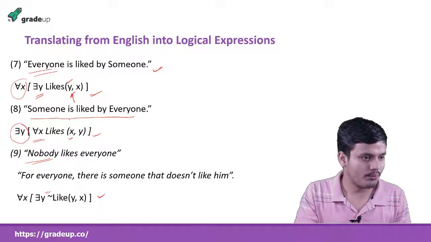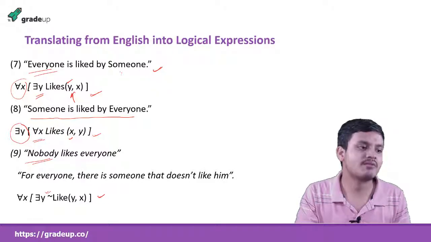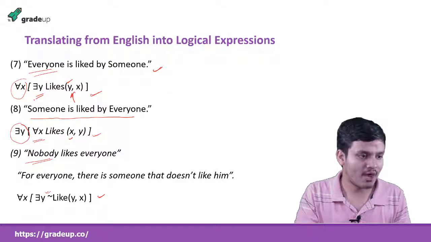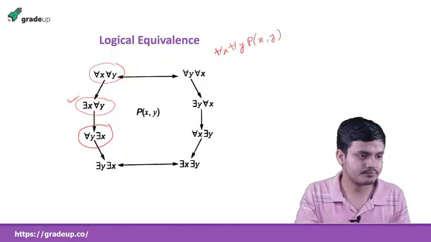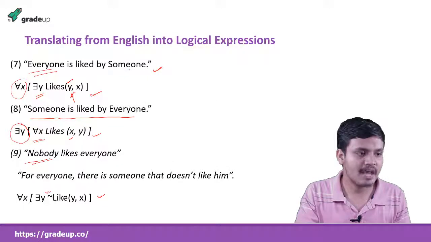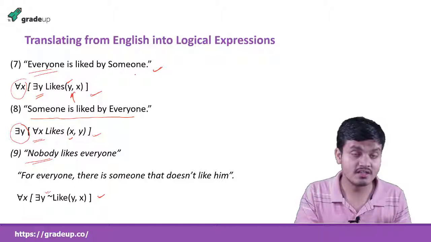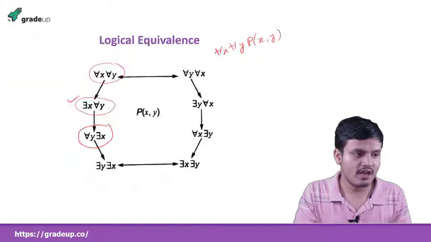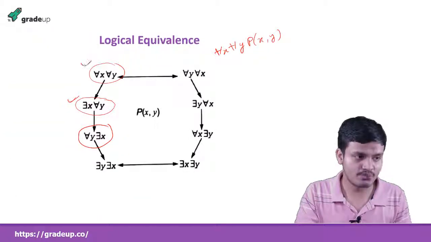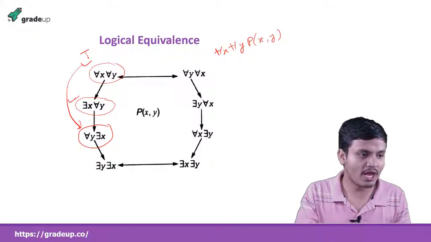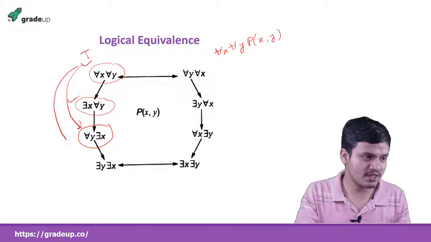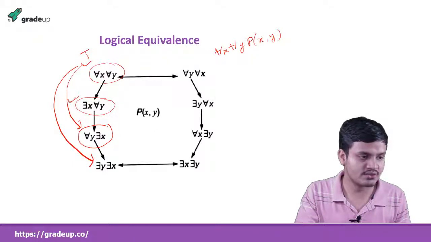So that statement will be like, I will tell you, everyone is liked by someone. For all Y there exists an X such that P of X, Y. So that means that everyone is liked by someone. Everyone is liked by someone. If this statement is true, then obviously this implies this. So that is the meaning: if this is true, then this also is true.